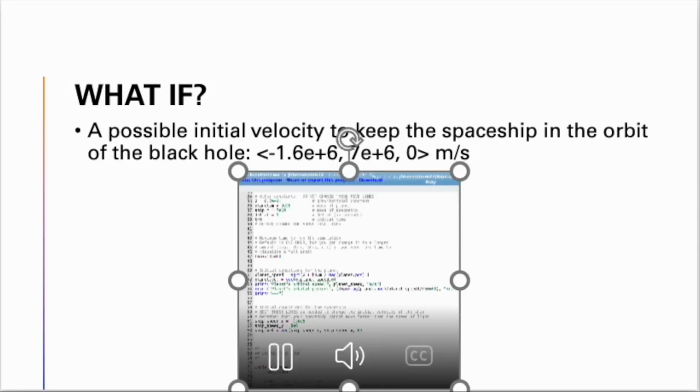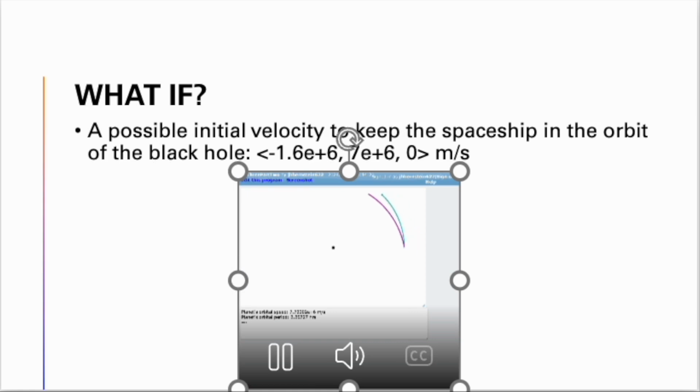And then conclusively, to answer the what if question, I used trial and error to determine the velocities above that will keep the spaceship in a suitable orbit around the black hole.